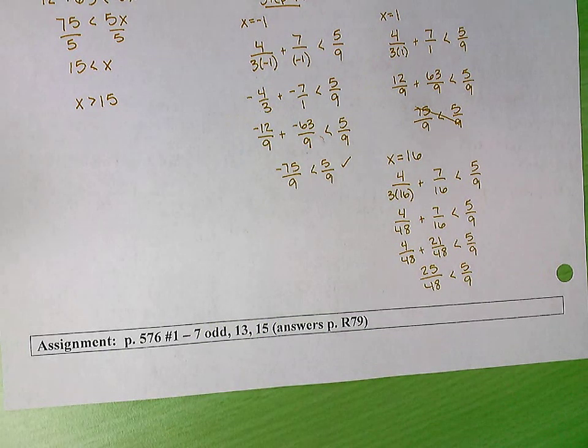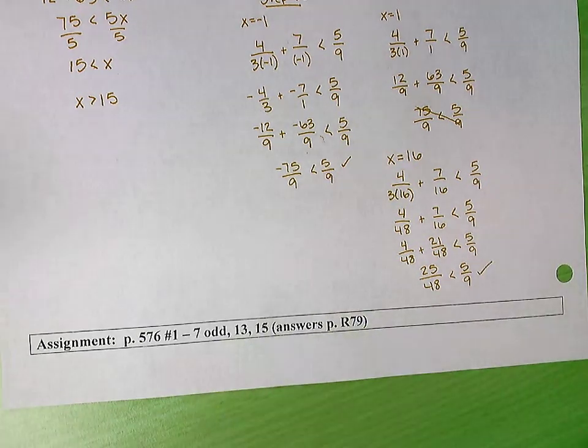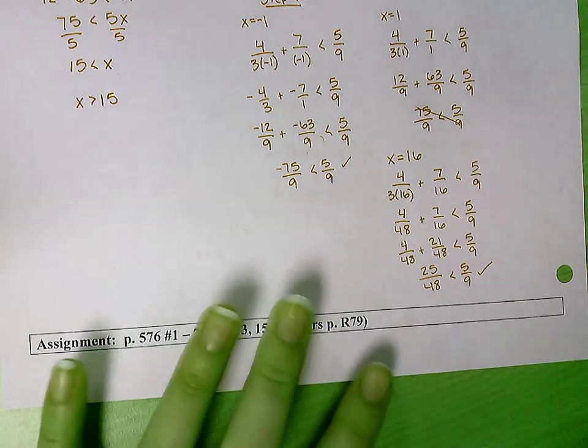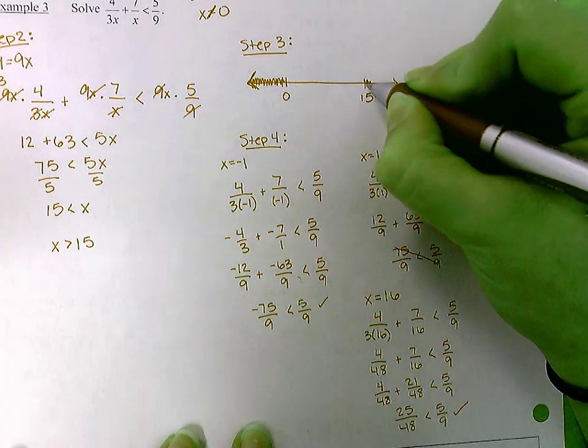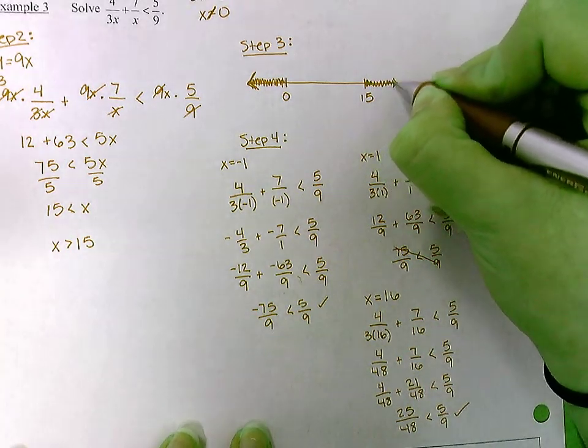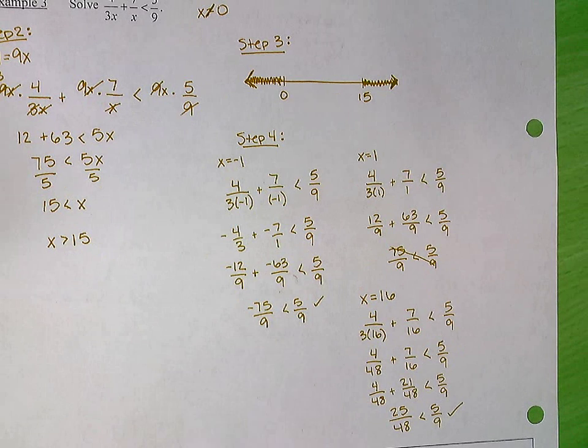At this point, if you wanted to, you could plug your fractions into your calculator and see what their decimals are, and compare those. This one does work. 25/48 is less than 5/9. So I can shade my number line to the right of 15 because that's a true statement.